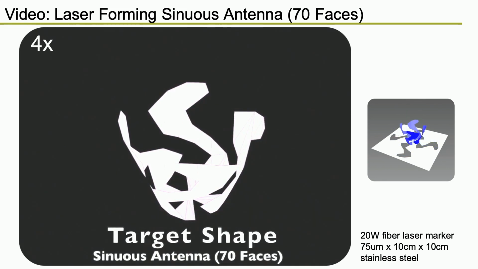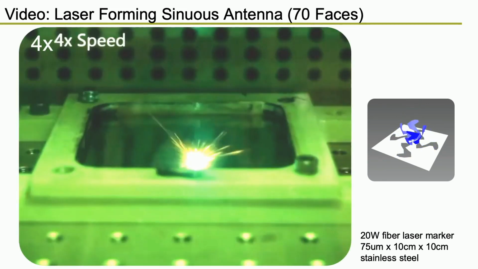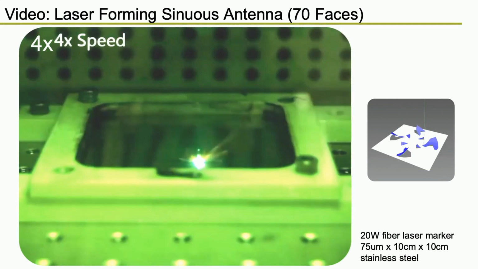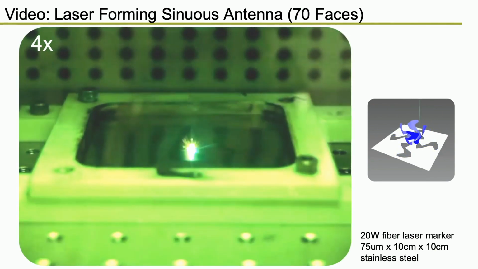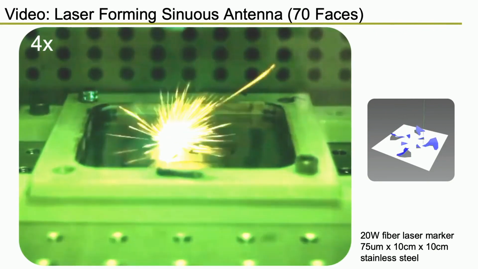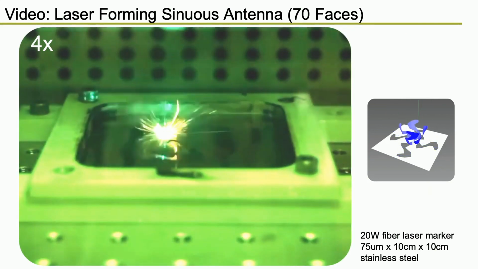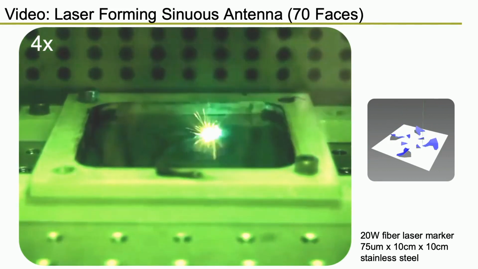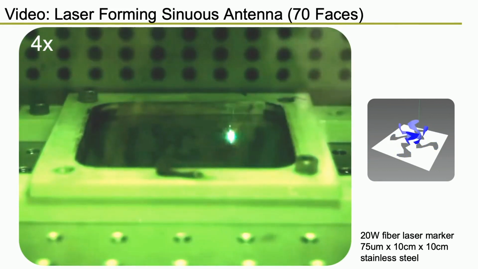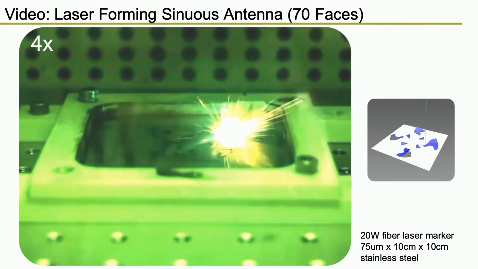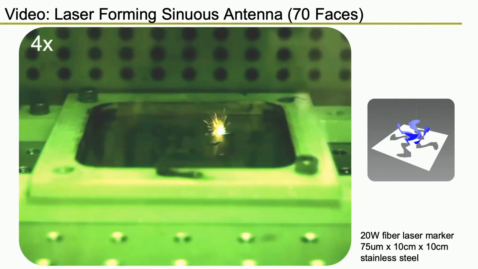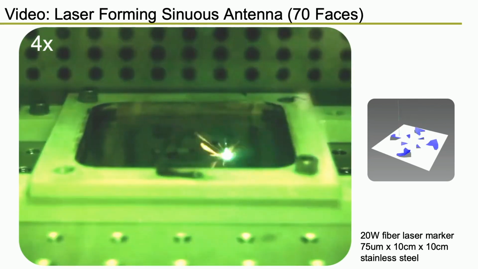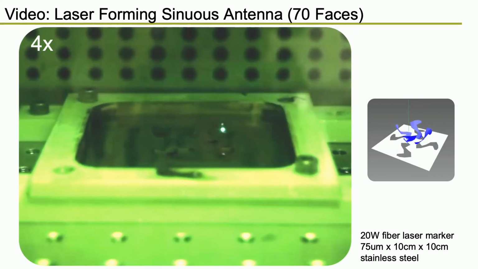A low-cost 20-watt 1064 nanometer fiber laser marker and a substrate of 75 micrometer thick stainless steel are used in our experiment. The fabrication process shown here in the video is sped up 4 times. The bright spark you see in the video is generated by laser cutting when the laser beam is set at a full 20 watts power. However, for folding, only 10% of the laser power is needed, as shown in the dimmer sparks. And as we have mentioned previously, instead of cutting the entire boundary before folding, we iteratively cut and fold. This ensures the structure remains attached to the substrate during the fabrication process until the last face is cut out.